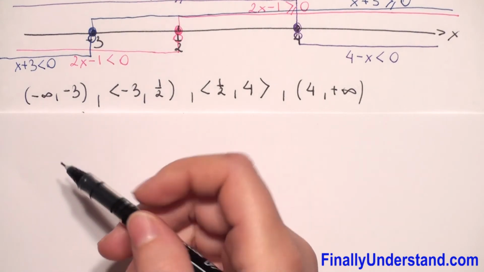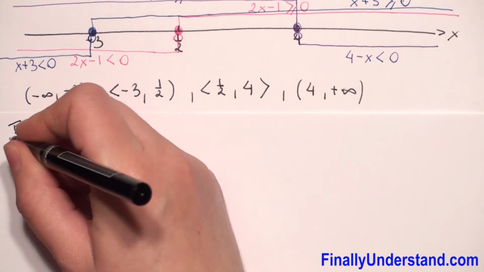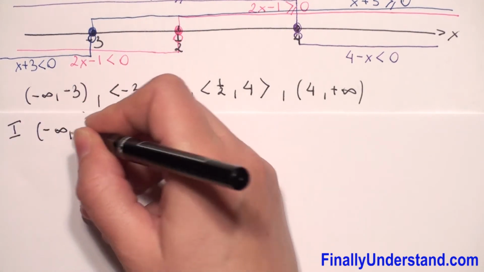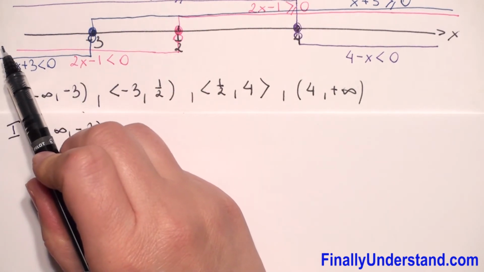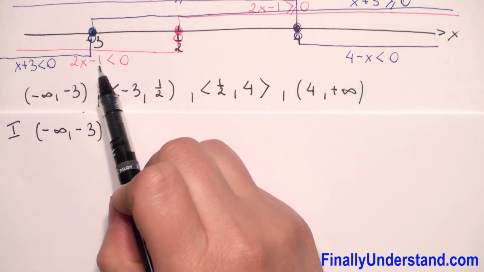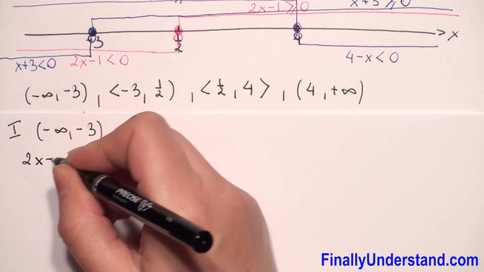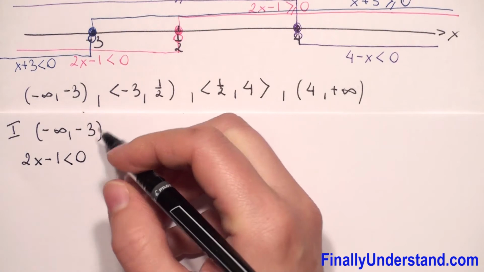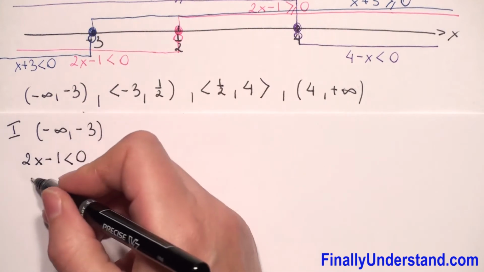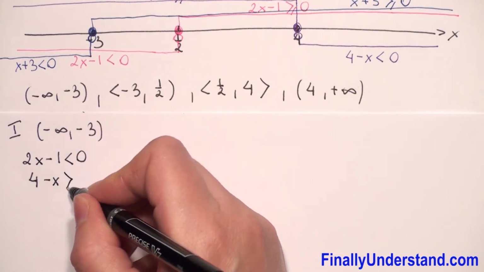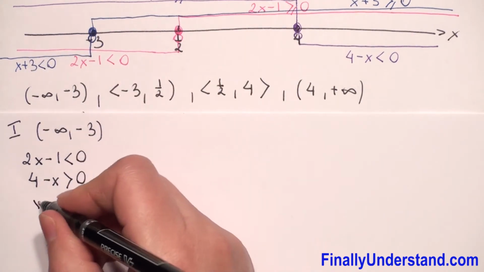So now we will solve our inequality in the first interval. It will be our first case, from negative infinity to negative 3. This is an open interval. In this interval, we see that 2x minus 1 is less than 0. So let me write 2x minus 1 is less than 0, 4 minus x is positive, and x plus 3 is less than 0.